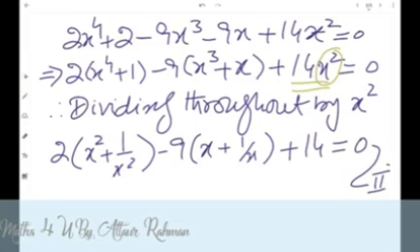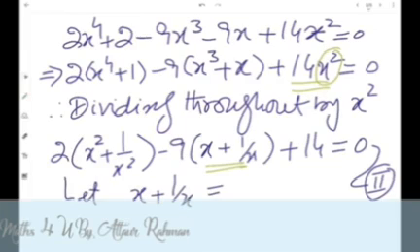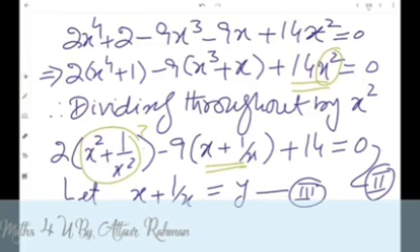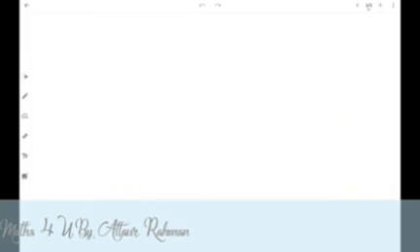Now this is our second equation. In this equation we will replace the terms x plus 1 upon x and x^2 plus 1 upon x^2 by some other variable to get the given equation in the standard form of a quadratic equation. So we let x plus 1 upon x is equal to y. And how to find the value of x^2 plus 1 upon x^2 then? How? Tell me just. Okay? Oh, yes, of course, we will square the equation to get the value of x^2 plus 1 upon x^2.